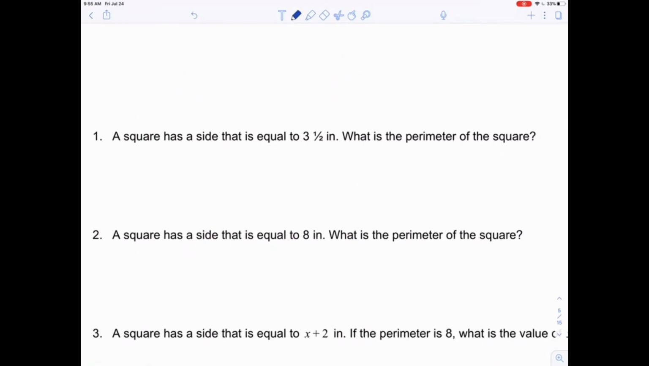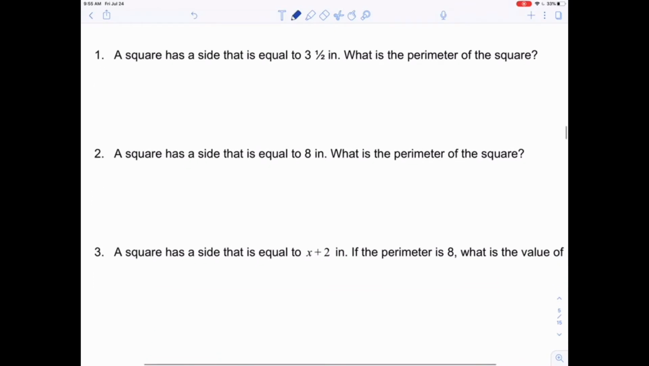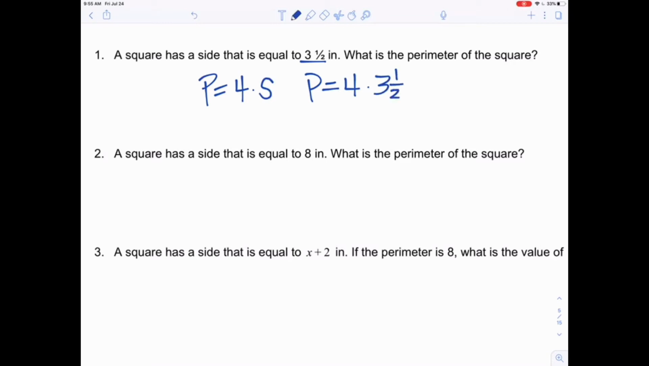The first question says, a square has a side that is equal to 3.5 inches. What is the perimeter of the square? Well, we know that perimeter for a square is 4 times the side. Here the side is 3.5, so perimeter equals 4 times 3.5. Now, how do we multiply this if we have a mixed number? We can turn it back into an improper fraction by multiplying and adding. So 2 times 3 is 6 plus 1 is 7. So this becomes 7 over 2.